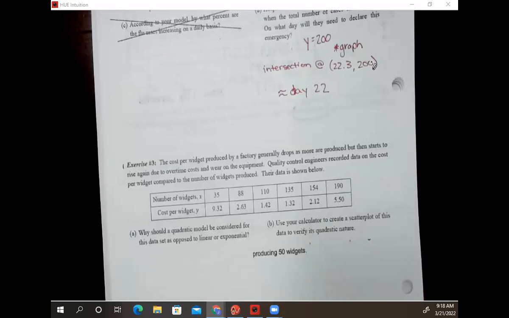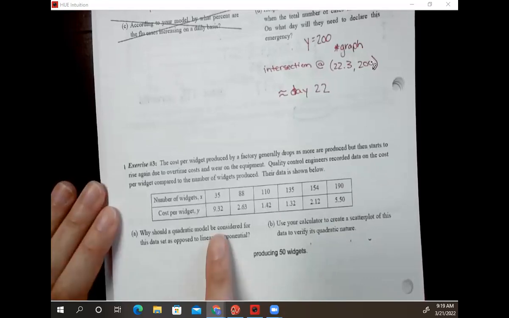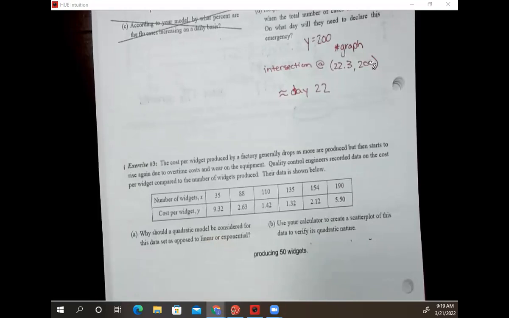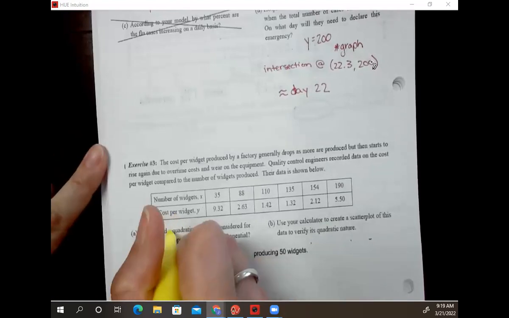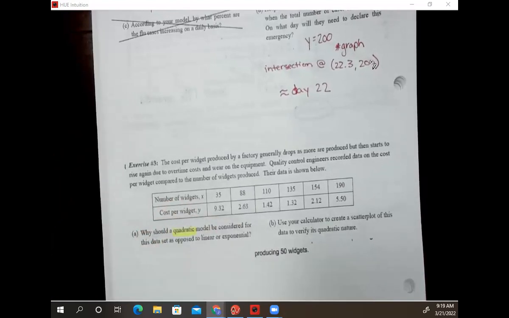So we have that here with some widgets, and we can see our cost per widget versus number of widgets. And we want to go ahead and look at what type of model would be appropriate here. Now, if we read the problem, we already have a pretty big hint as to what type of model we're going to want. It says, why should a quadratic model be considered? Well, without even typing this information in, that kind of tells me I'm probably going to want a quadratic model, right? If I just read the problem.